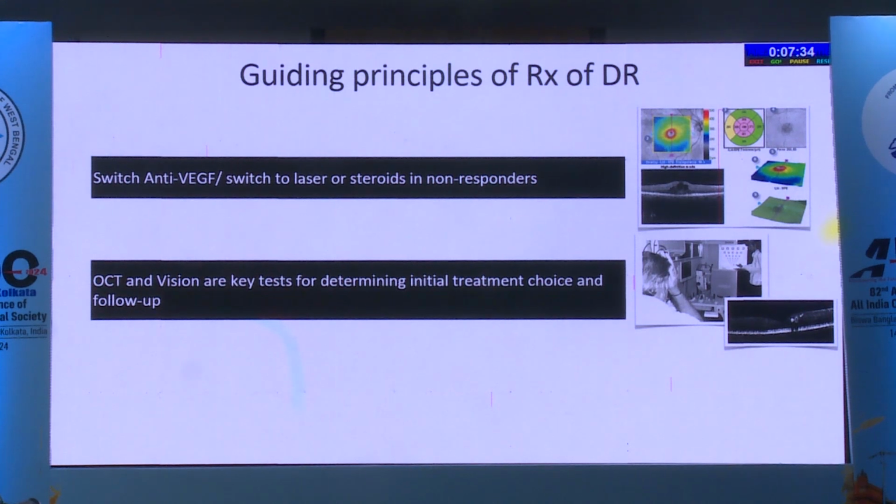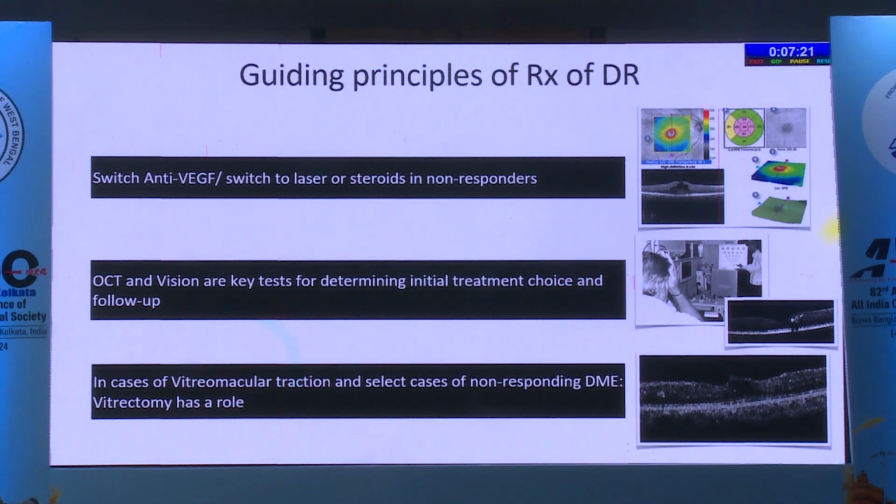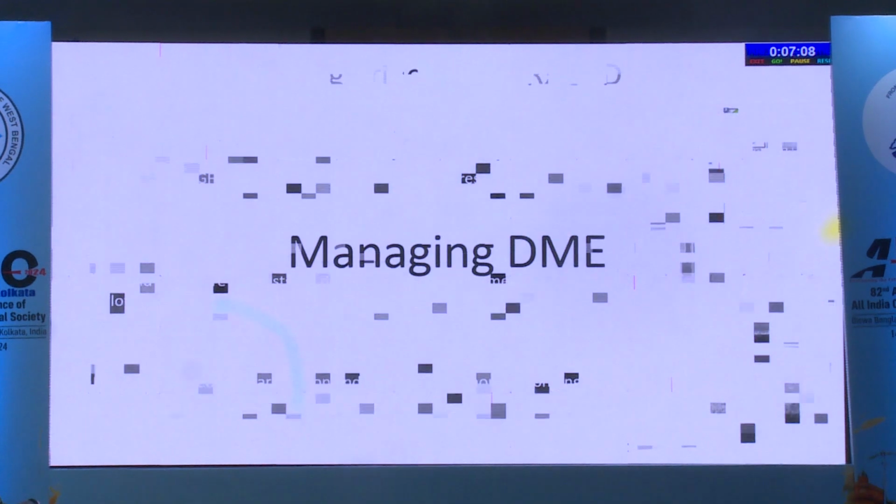OCT and vision are the key tests to determine the initial treatment choice, and also you want to see how the response to the treatment is coming. So on follow-up, these two are important. And in cases where there is vitreomacular traction, in select cases of non-responding DME, you also have a role of vitrectomy. So these are certain guiding principles whenever you are thinking of managing diabetic retinopathy.